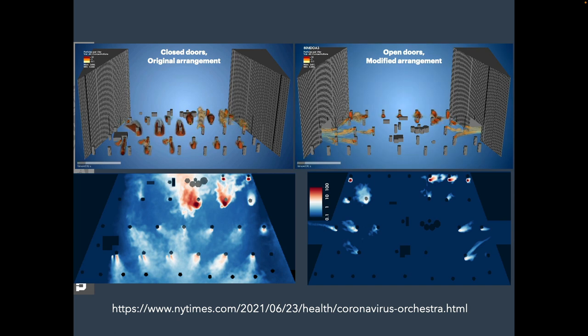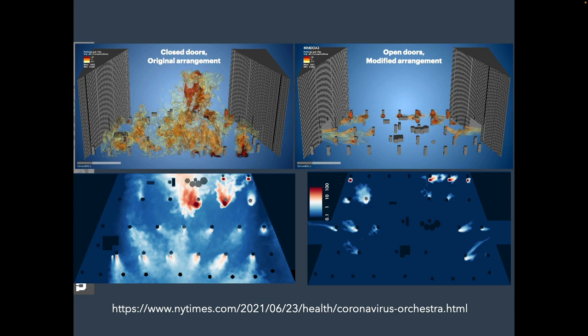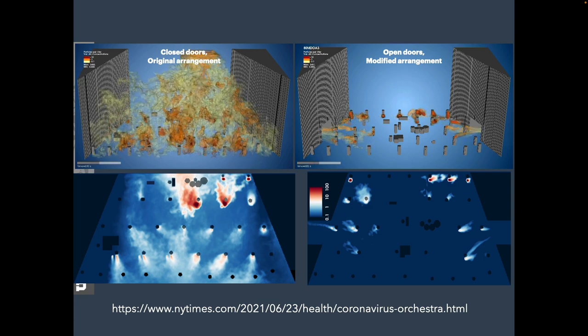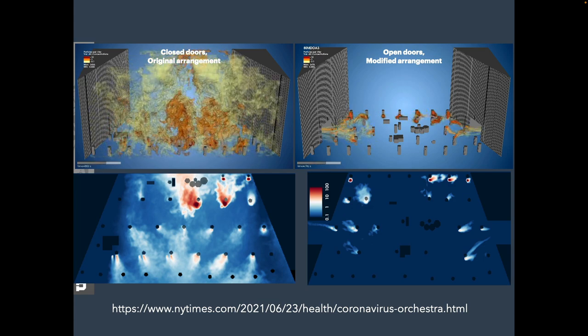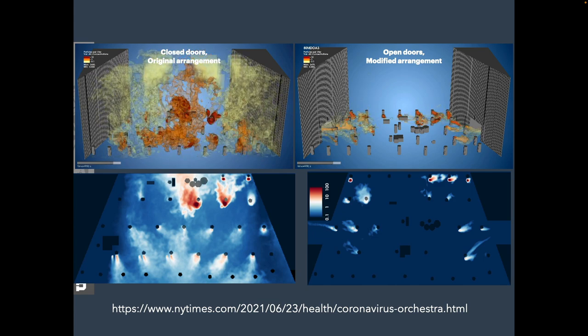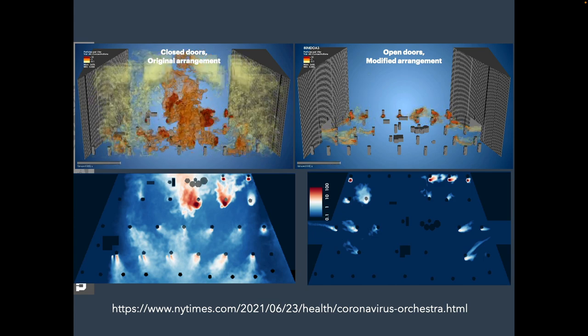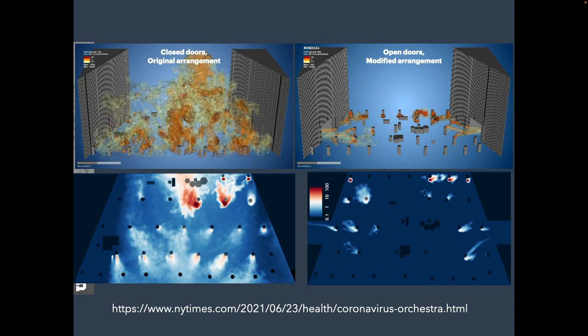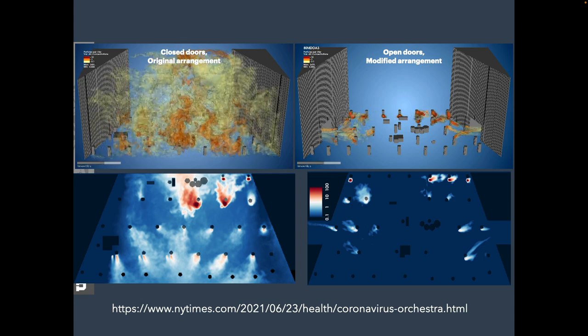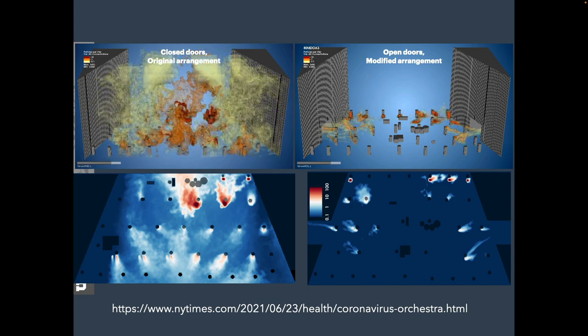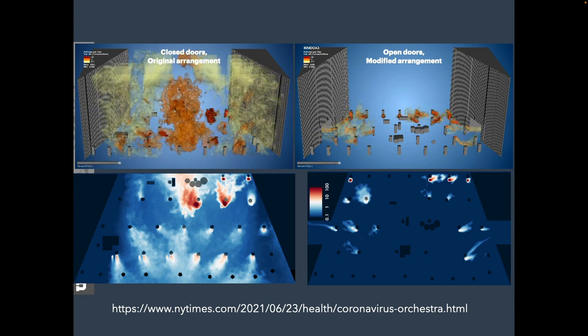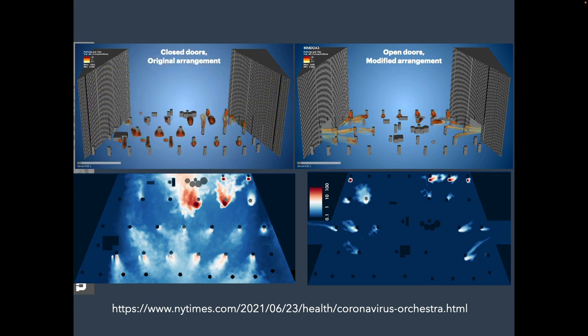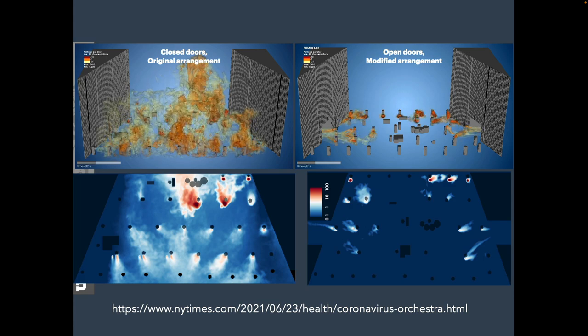Let me turn off the lights and try to show you some of the stuff we did during the COVID pandemic. This is research from my group, the Utah Computational Engineering Group. And what you're looking at here is a full-blown airflow simulation of the Utah Symphony at Abravanel Hall. If you already live in Salt Lake, you've probably heard of the Utah Symphony and Abravanel Hall in downtown. If you're new to Salt Lake, you should totally check it out. Beautiful place, beautiful venue, amazing orchestra.